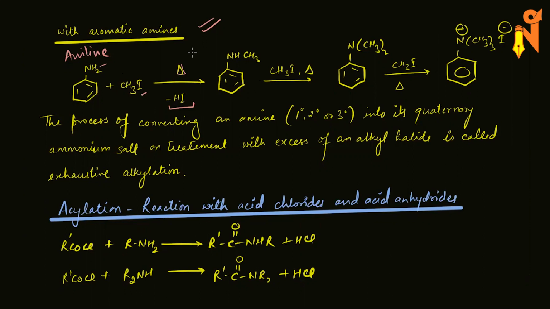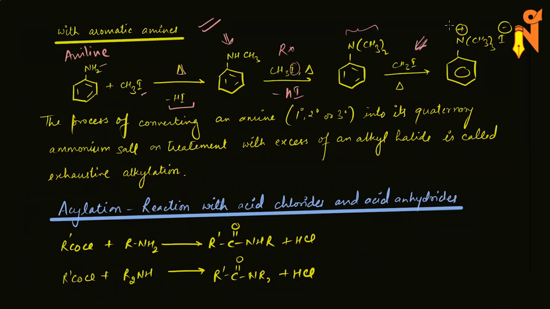Even in the previous case, a small amount of heat is required. So it will form a secondary aniline sort of thing. Then again you supply RX. Again hydrogen will be kicked out and iodine will be taken away. So minus HI will take place, and it will form a tertiary aniline sort of thing. Then again you react it with RX.